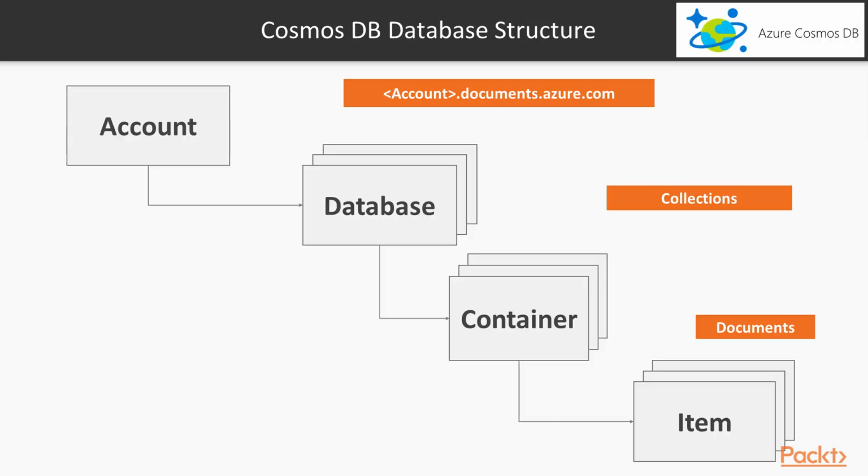The high-level architecture of a Cosmos database starts with an account, and mapping it to the Azure platform, it's the name of your database, .documents.azure.com. Inside your account, you create a database. Within the database, you create containers called collections. And inside your collections, you store your actual database items called documents.